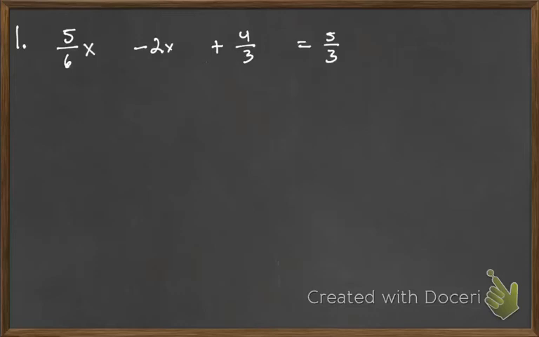Alright, in this video, this is going to be probably one of five or six videos of going through the problems on the final review. So what we're looking at here is a rational equation. We have 5/6x minus 2x plus 4/3 is equal to 5/3.